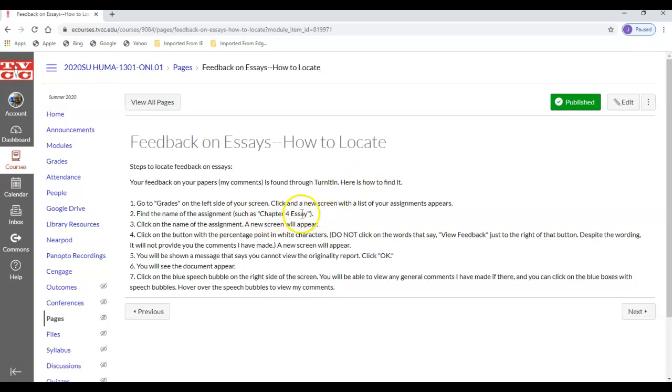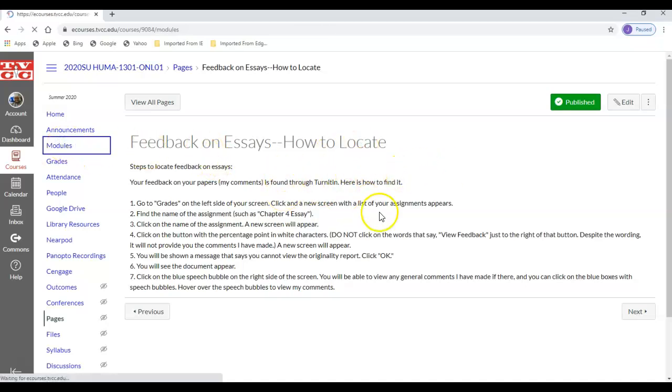You'll click on whatever it is. In this case, it'll be the major essay. I'll just give you an example title here. You'll go to grades, click on the assignment, click on the name of that assignment, then click on the percentage point that's in white characters. A message may say it can't see the originality. Just click OK. Don't worry about that. Your document will appear, and there will be little blue bubbles at different places. Click on those. You'll start seeing the comments, and the other aspects that are marked on your essay. So this tells you how to find the feedback.